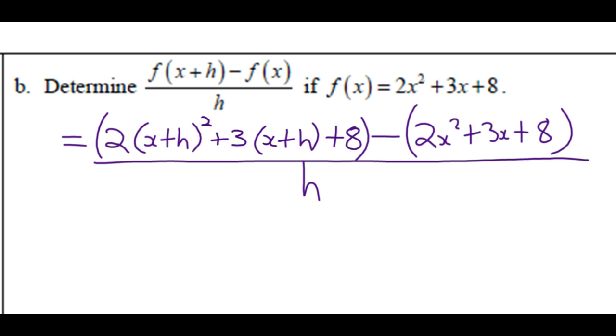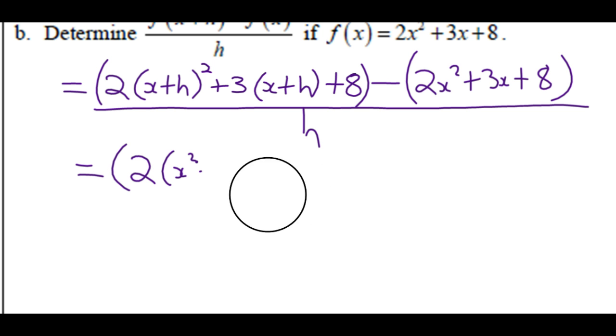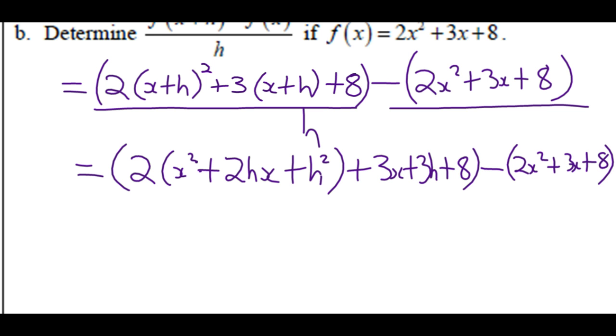Now what? Well, now we square that and we expand that and we collect that. So now we just do some algebra. Equals 2x squared plus 2, oh, let's go alphabetical order, plus 2hx plus h squared, whoops, don't do that. Oh, no, do that. Plus 3x, plus 3h plus 8 minus 2x squared plus 3x plus 8.